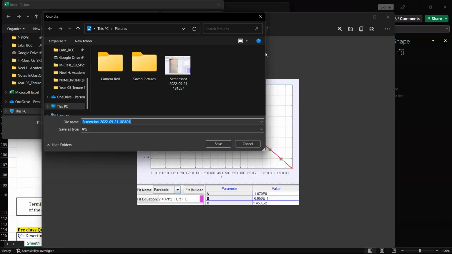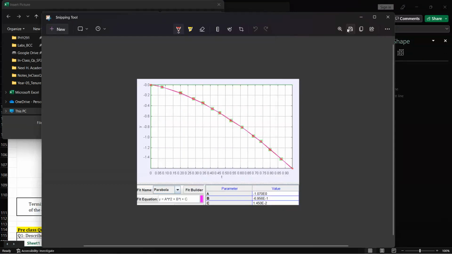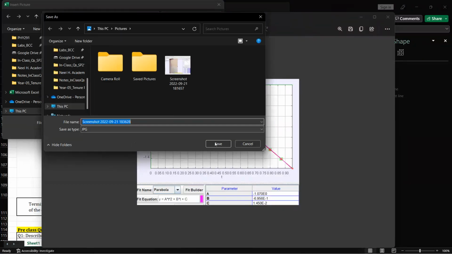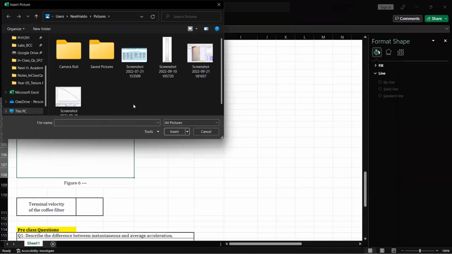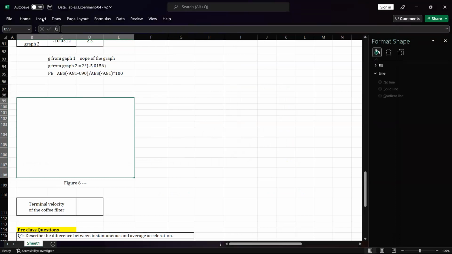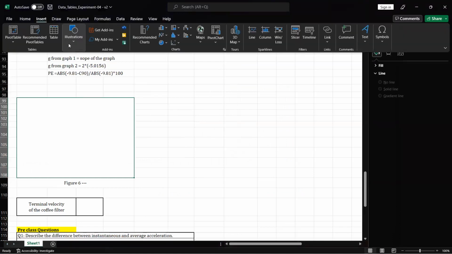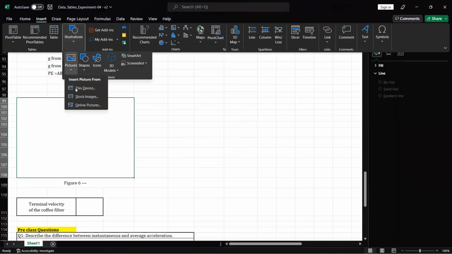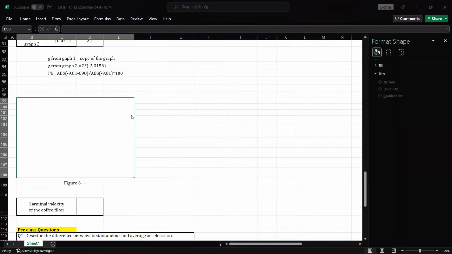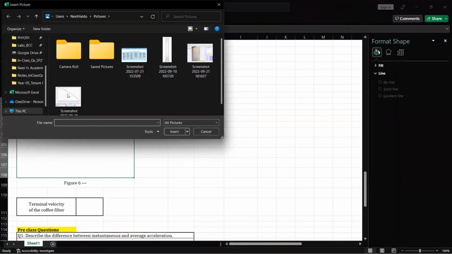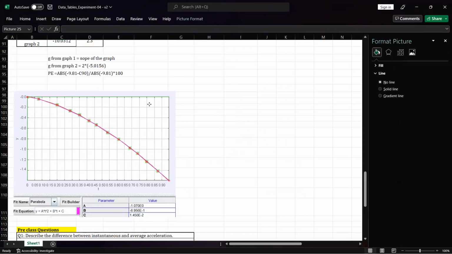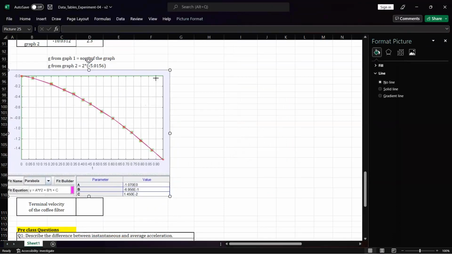Snipping tool. I need to first save it. Okay, should be okay now. Let's go here again. Insert, illustrations, pictures, this device. Okay, now that goes here. That's the picture we need there.